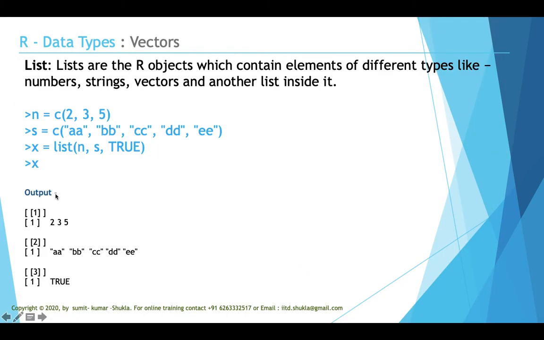Okay, so we have seen what vectors are. Now we'll see the list, which is a type of vector. Lists are basically R objects which contain elements of different types. Vectors contained a single particular data type, right? Now in a list we can take elements of different types. You can take numbers, lists, as well as anything there. Fine, we'll see how it works.